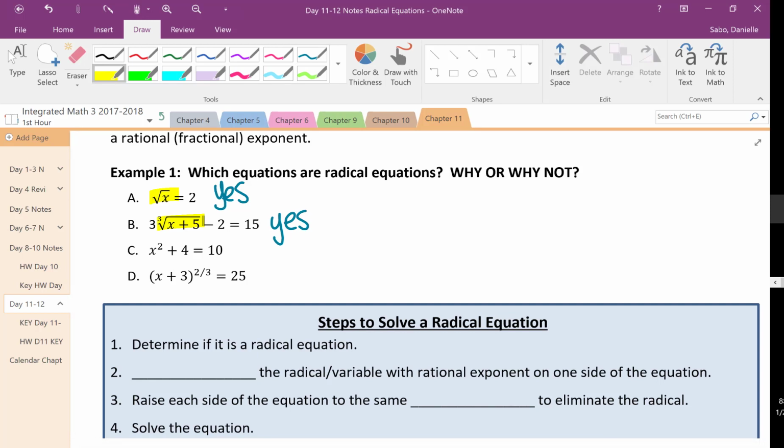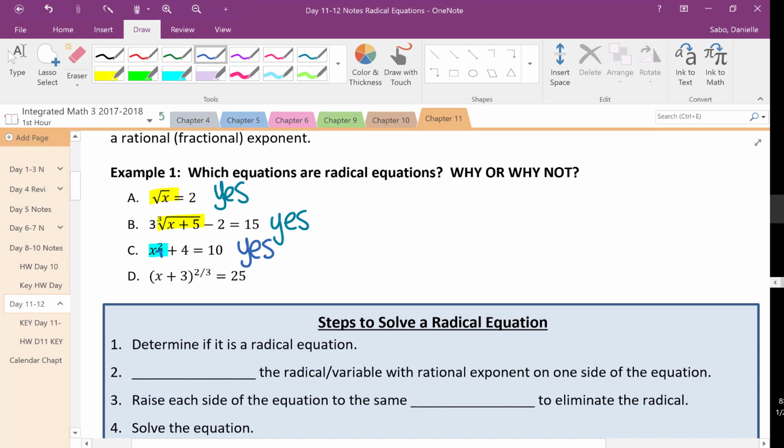Now, here's a good question. Technically, what is 2 over 1? Yes, it's not a radical, but it has an exponent that can be written in some kind of way. So it is going to be a radical equation. And I'll explain why when we look at an example that does not have a radical in it.